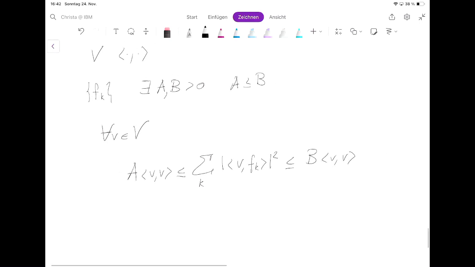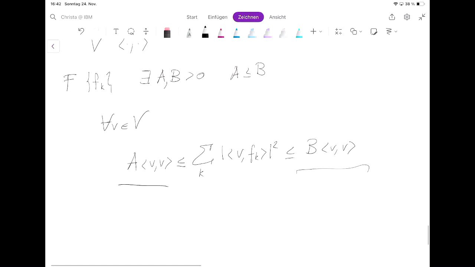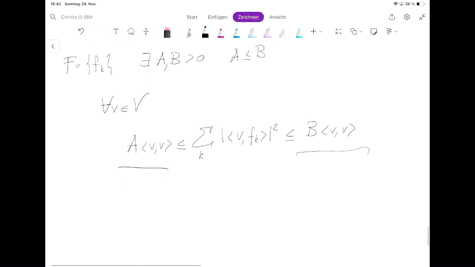So this is basically saying that for every vector, this does not diverge, and it's bounded from below by the norm squared of the vector. If this is verified, then this set of vectors, that let me call f, is called a frame, okay? It applies in both finite and infinite dimensional. From now on, I will only talk about finite dimensional things, and essentially this is unnecessary there.